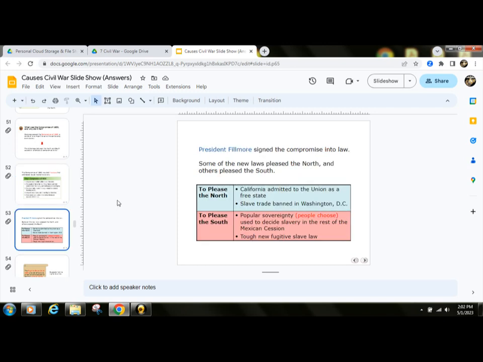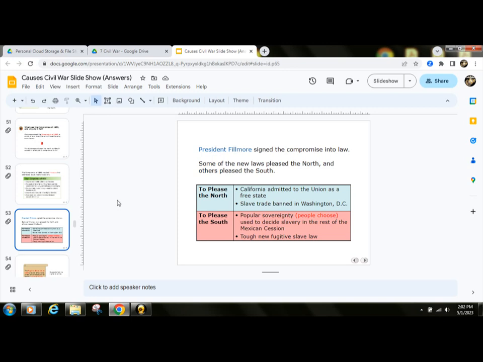President Fillmore signed the Compromise into law. Some of the new laws pleased the North and others pleased the South. So it wasn't like it satisfied everybody. To please the North, California admitted to the Union as a free state. So the North was happy with that. They were happy with the slave trade banned in D.C.